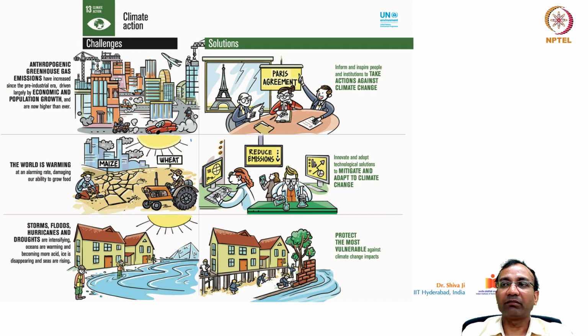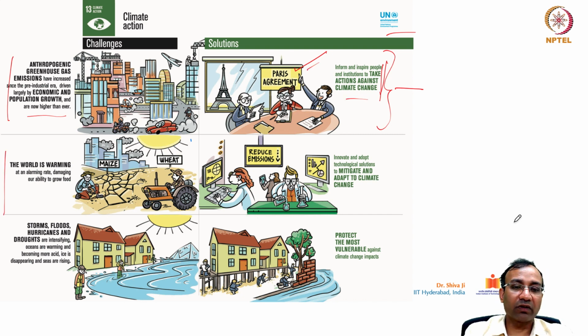So finally, some challenges and solutions. If you see, anthropogenic greenhouse gas emissions have increased since the pre-industrial era, driven largely by economic and population growth, and are now higher than ever. Solution: simply cut down on this. So there are many such forums, commitments and summits, etc. Countries have pledged to reduce gradually. One of them is the Paris Agreement and many others.